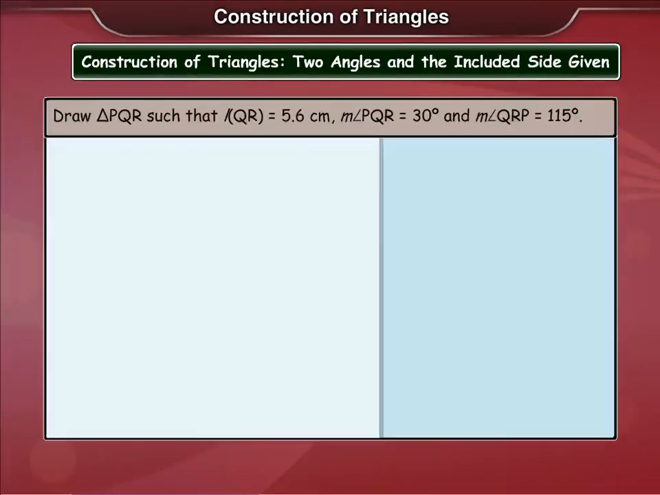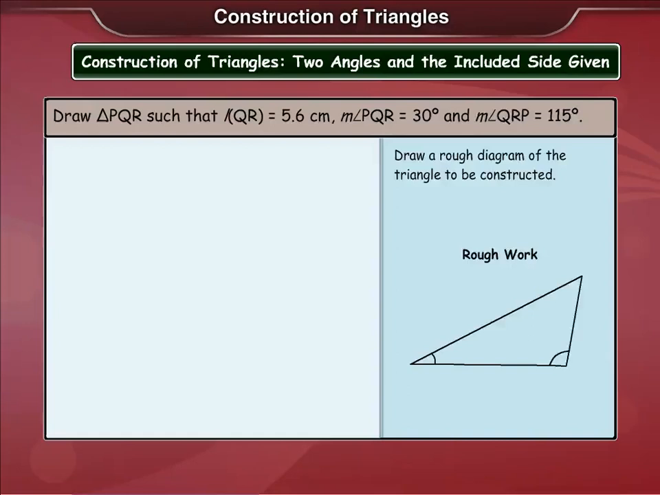Place a protractor at point Q on segment QR and measure an angle of 30 degrees. Mark point X at 30 degrees. Join point Q and point X to get ray QX. Angle XQR measures 30 degrees.